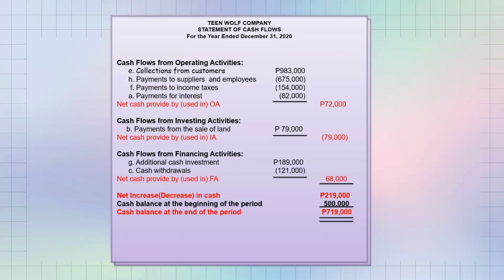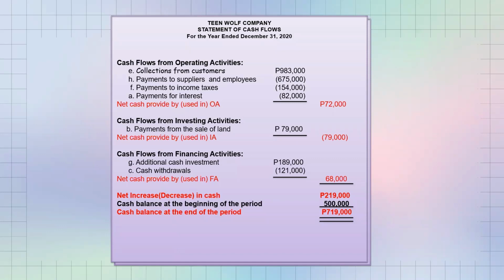And then, these are the items we will deduct: the payment to suppliers and employees, the payment of income taxes, and the payment for interest. When we solve that, we get a positive 72,000. As I said earlier, and as Ate Casey also mentioned, when the answer is positive, we use net cash provided. And when the answer is negative, it's net cash used in operating activities.